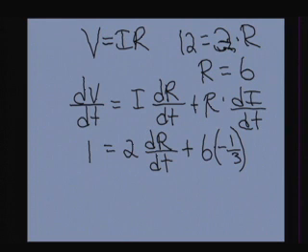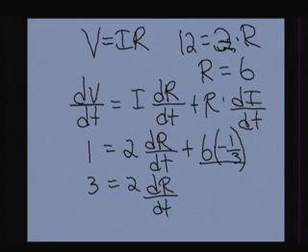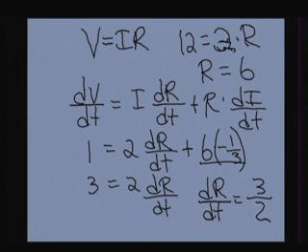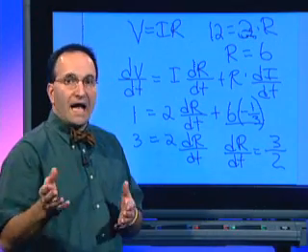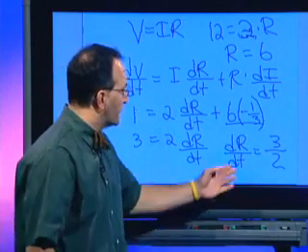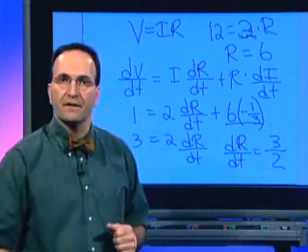So now we need to solve this equation for dR/dt. Well, this is -2, which I'm going to then add to this side. And that gives me 3 equals 2 dR/dt. And therefore, dR/dt is equal to 3/2. So the rate, we would say, is increasing because dR/dt is a positive number.